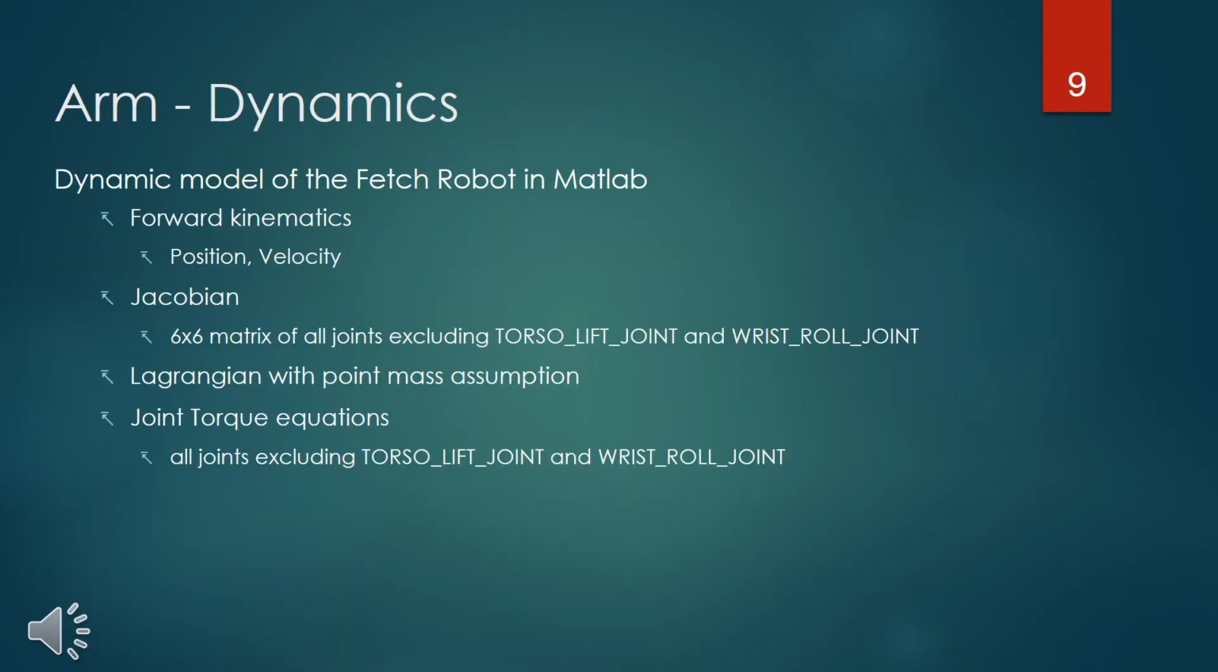For ease of Jacobian calculation, we locked one of the joints that connects the gripper and found the forward kinematics with respect to position and velocity. We obtained the Jacobian and proceeded with the Lagrangian method to obtain the joint torque equations. We assumed the mass of the links of the manipulator to be point masses while calculating the Lagrangian, because our intention was to obtain the dynamic model for simulation purposes.